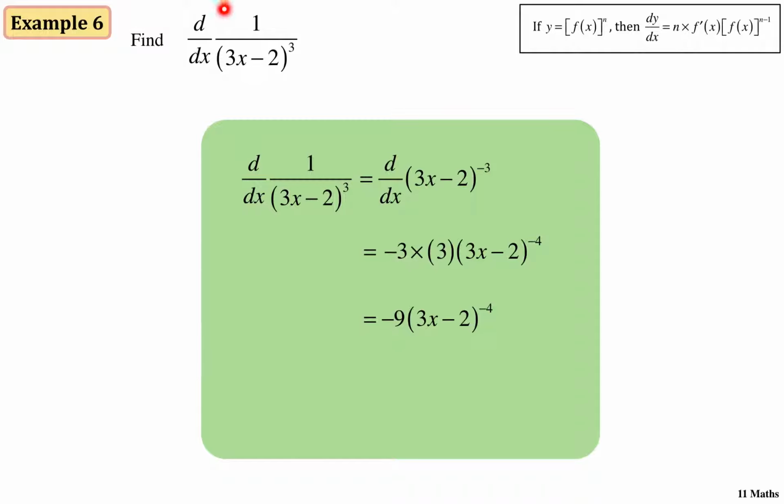But the question was written without any minus signs in the powers. So that bracket now with the minus 4 can move down to the bottom because that's really a minus 9 over 1. And it becomes minus 9 over 3x take 2 to the power of plus 4 once you move it to the bottom of the fraction. There's our answer. We've differentiated that.